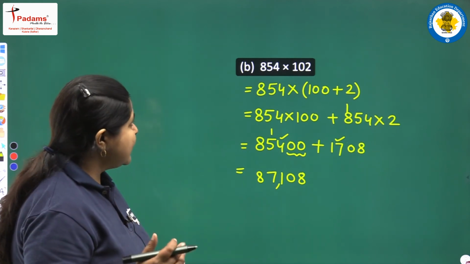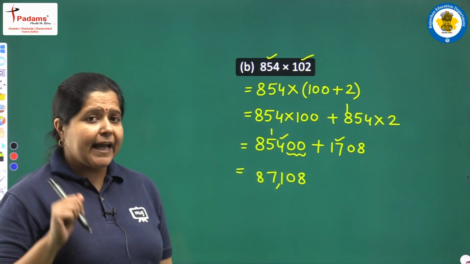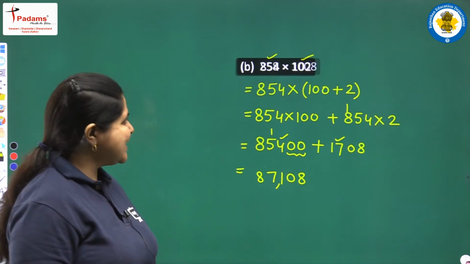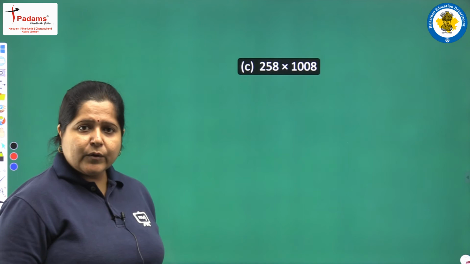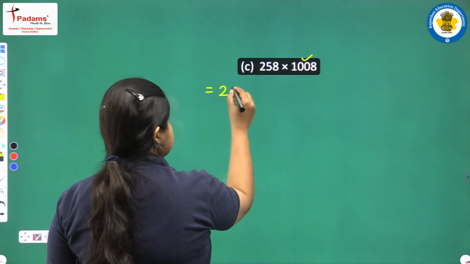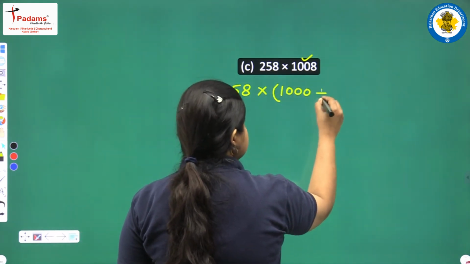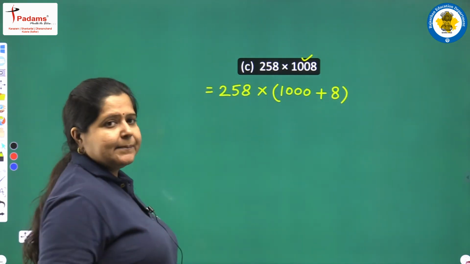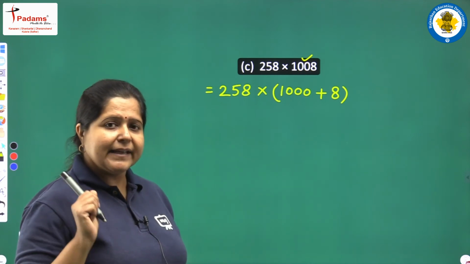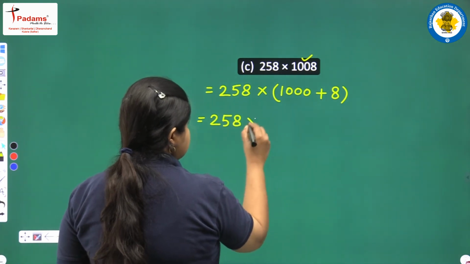And just think it over, if we would have chosen to multiply this 3-digit number by this 3-digit number, then I am sure that we would not have got the answer by this time. Then we take up 258 into 1008. Again it's easy. If we break up this number, we will write it as 258 into 1000 plus 8. Again it will be easy to multiply by 1000, and then it will be easy to multiply by the single digit number 8.